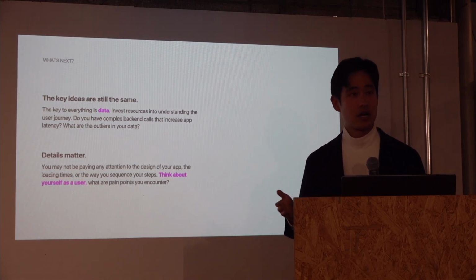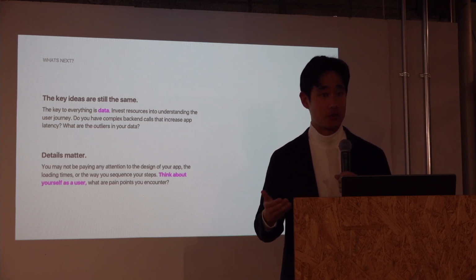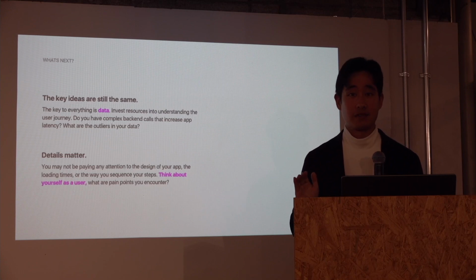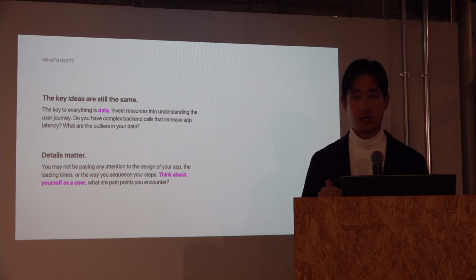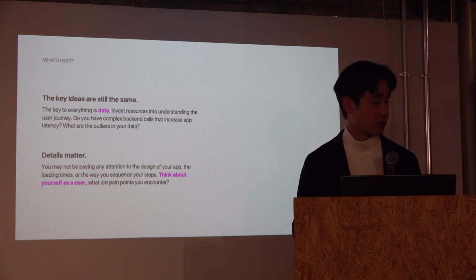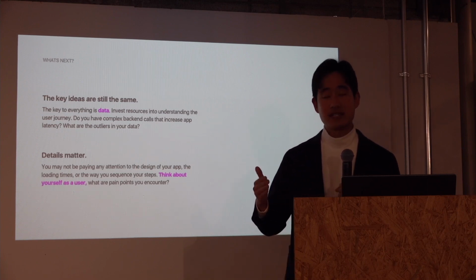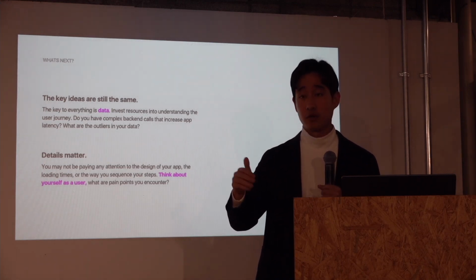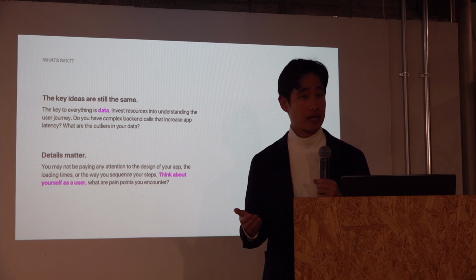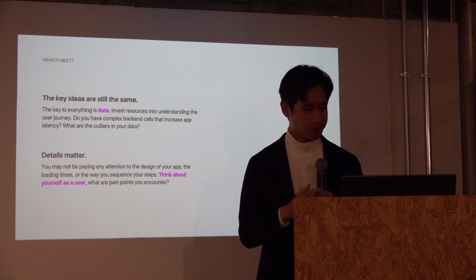Invest resources into understanding the user journey that your users are going on. Add in logging. I can't stress that enough. You need the logging in your app in order to retell the story of what users are doing, what their pain points are, and where the latency happens. Like we did earlier, we identified outliers in the data, both on the birthday step and the name step, and we were able to come up with solutions that increased metrics by a lot.